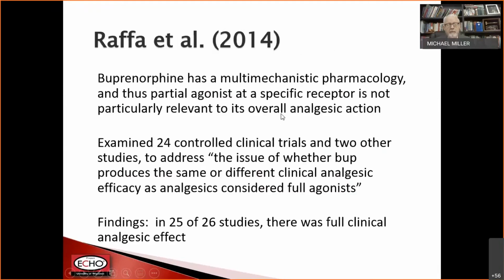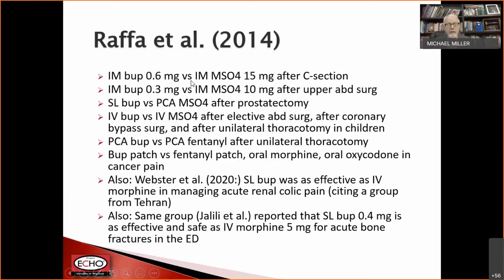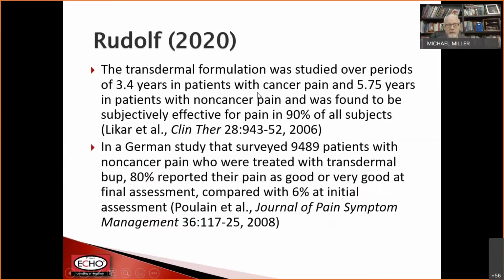Does it work for pain? Well, this paper by Raffa et al. says there are a lot of different mechanisms by which pain is relieved, and it's not just a direct anti-nociceptive effect at the mu receptor, but it has very good analgesic activity. It's a very nice analgesic. The Raffa paper looked at all sorts of things, comparing IM bup to IM morphine in different surgical situations after coronary artery bypass, a whole range of circumstances where it's been shown to have excellent analgesic effects.